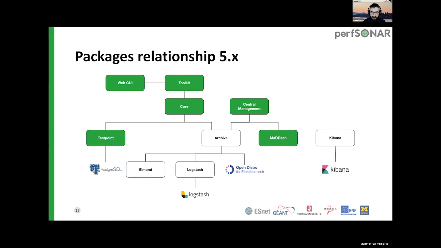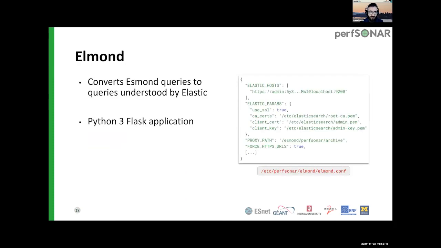I'm gonna talk a little bit more about those 3 other packages that are new. The first one is Elmond, like Andy mentioned before. The function of the Elmond is that it works like a translator. So it makes sure that anything that consumes the Almond API right now is going to still work with this new version. So it's basically an API that translates Almond queries to Elastic and the results back to anyone consuming it. It's just a Python 3 Flask application.